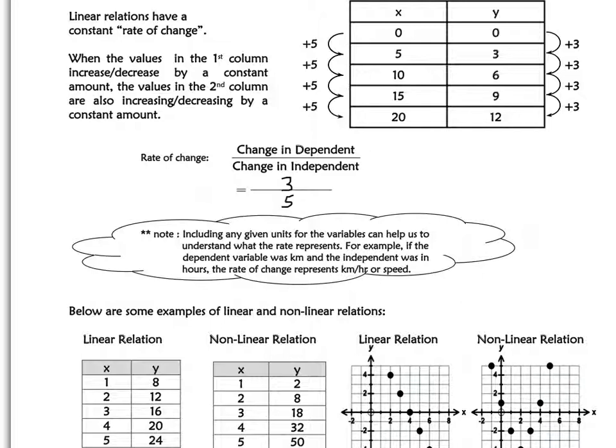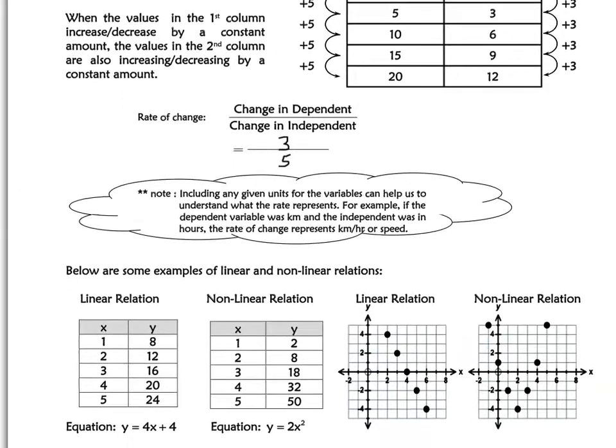Okay? If your dependent variable represented cost and your independent variable represented the number of copies of something, then you would have cost per copy as your rate of change. Okay, so try to include the units. The one we had just finished didn't have units, so it's just a rate of change. But a lot of times, like I said, you can figure out what the rate of change is representing based on looking at the units that the dependent and independent variable represent.